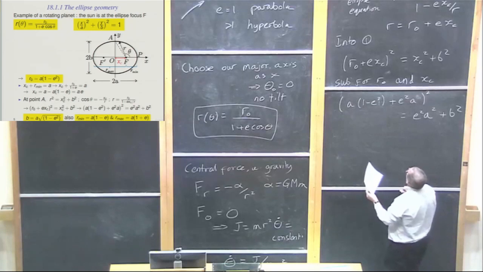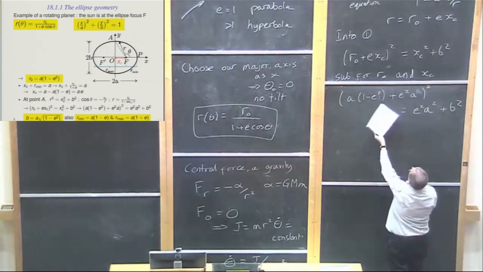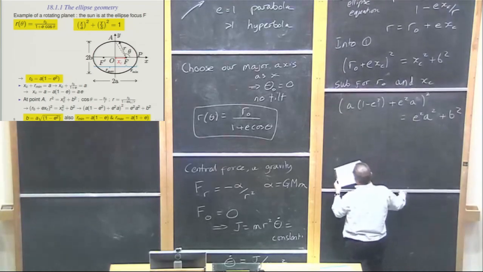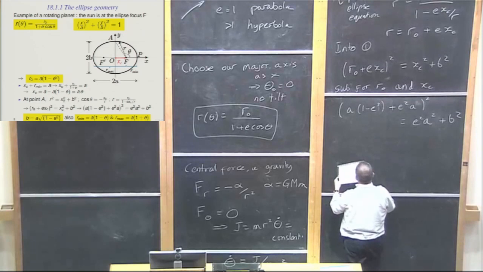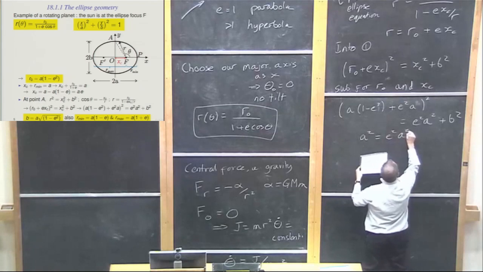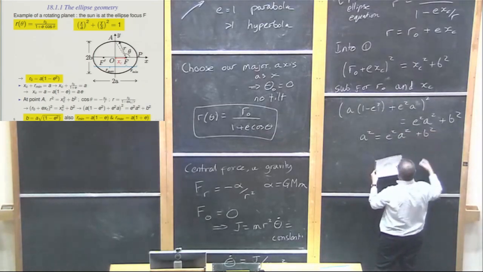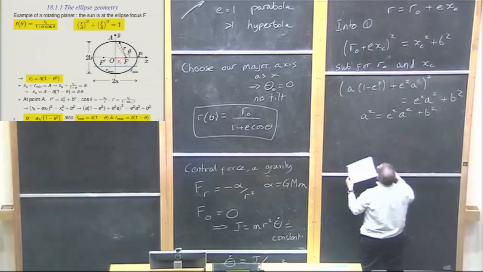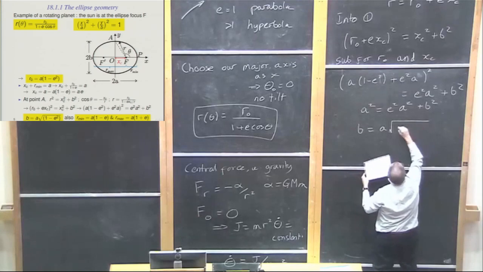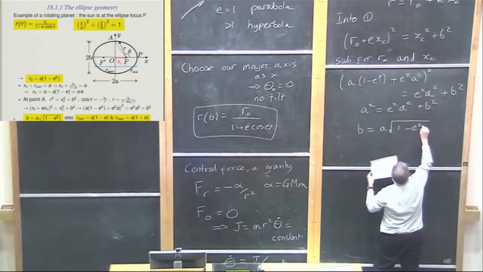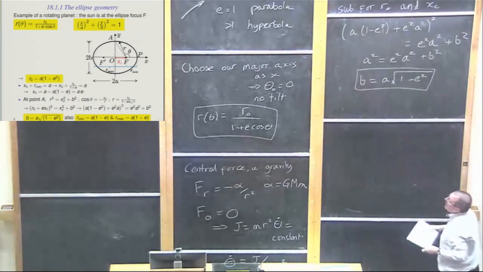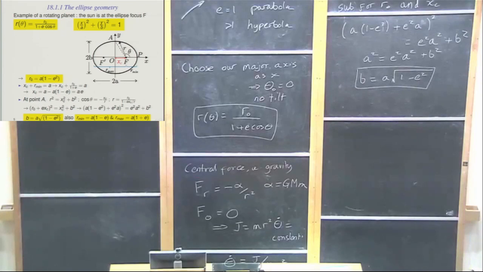Right, let me try and keep a cool head. So with this, then, this clearly simplifies. I just get, yeah, we're in good shape now. So this is just a squared equals e squared a squared plus b squared. And so b is equal to a square root of 1 minus e squared. So that flailing about has given us a relationship between b and a.